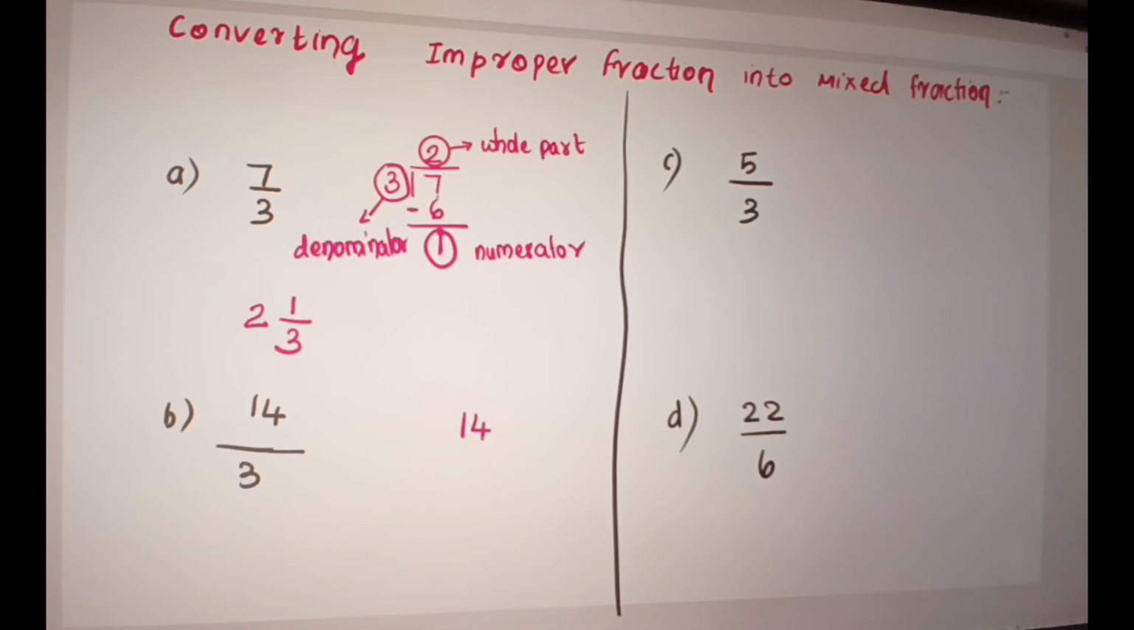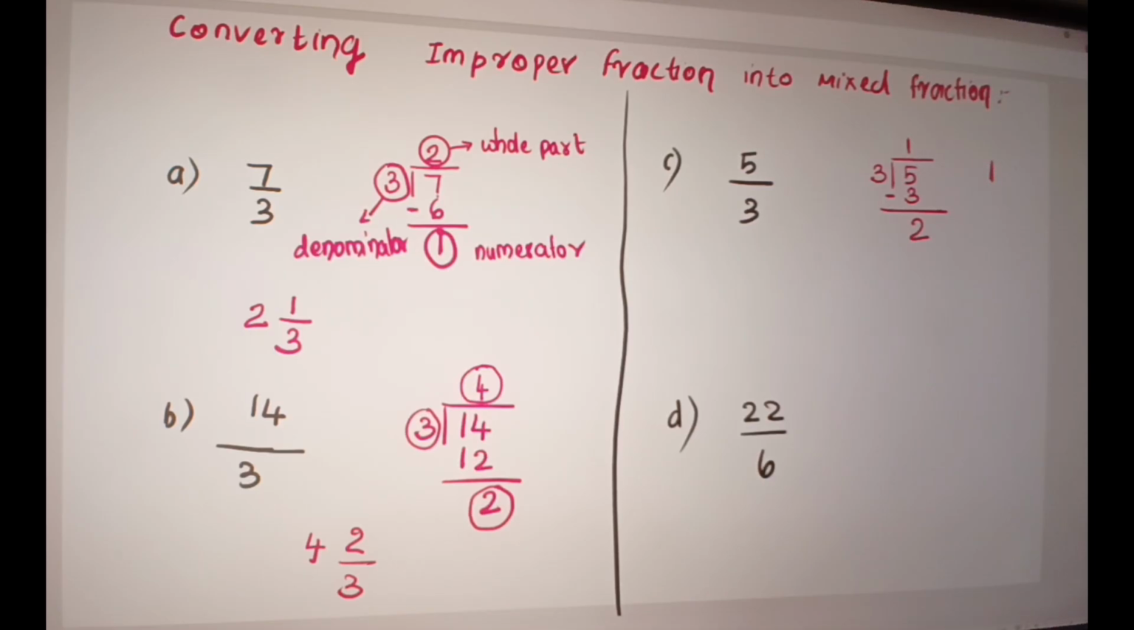Similarly, 14 divided by 3. How many times does 3 go into 14? 4 times is 12. Remainder 2. So what is the quotient? Whole part is 4. Numerator is 2 and the denominator is 3. So 4 wholes, 2 thirds. Similarly, 5 over 3. 5 divided by 3. 1 time, 3 take away 2. So 1 whole, 2 thirds.